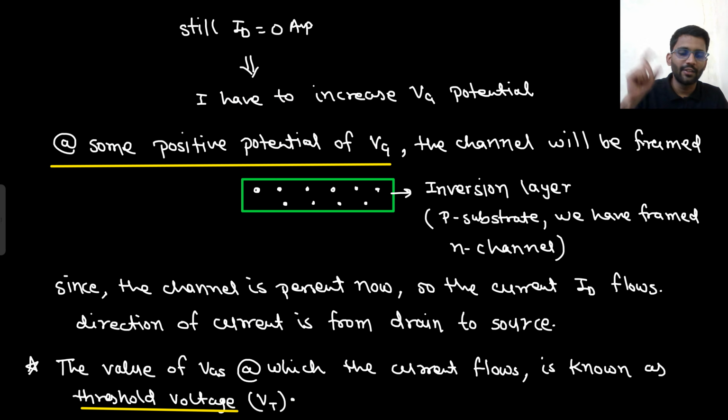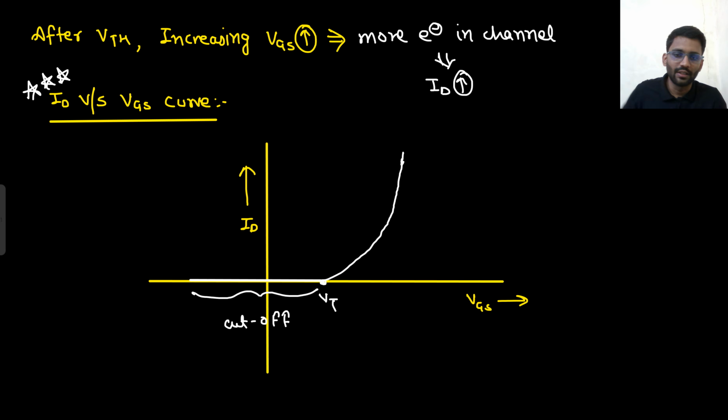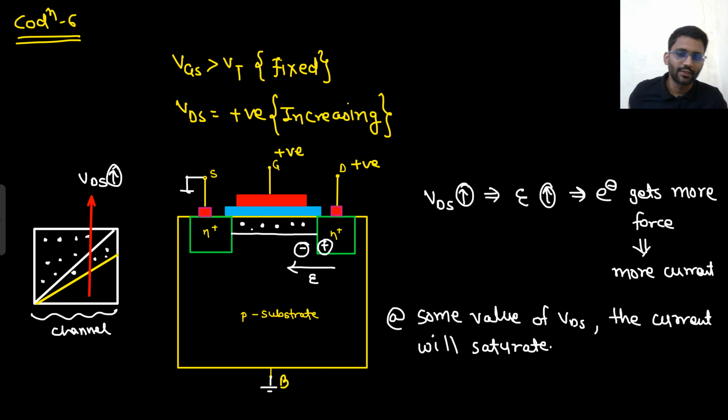So to form the channel, you have to apply a positive potential at gate, and when it is formed, the current will flow. Now the current is flowing and electrons are moving from source to drain. That means the current will be from drain to source. Now which will be drain, which will be source? The one which is at higher potential will be drain, and the one which is at lower potential will be source in case of NMOS. So this we saw in case of NMOS.